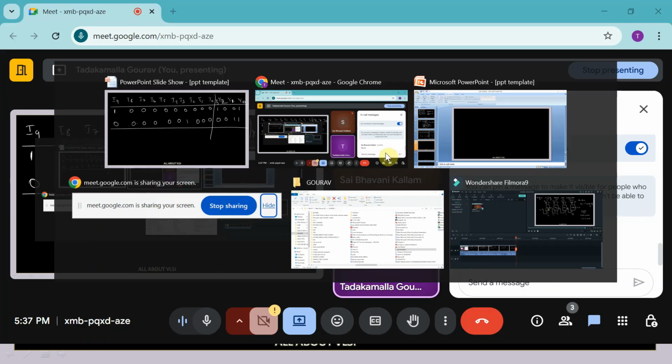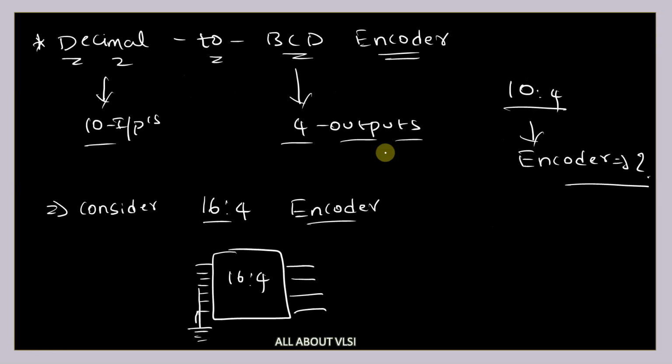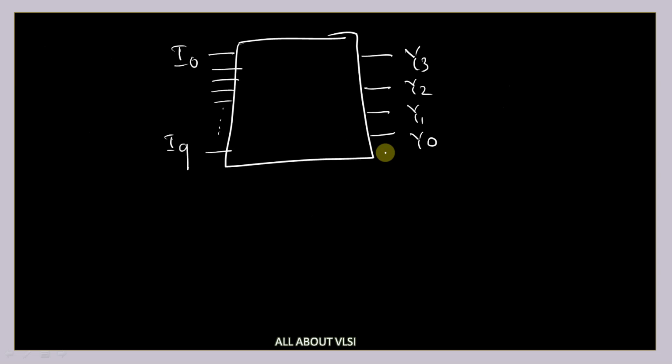Okay. Now, one disadvantage of these encoders is you can only apply a single input. You can apply only a single input. If you apply more than one input, you are not going to get your output. Okay. So for resolving that particular issue which we are facing in this particular encoder, we are going to discuss another type of encoder, which is known as priority encoder. Okay, so we are going to discuss one more type of encoder, which is known as priority encoder, that we will start our discussion in our next session.